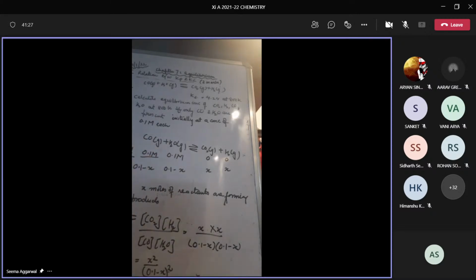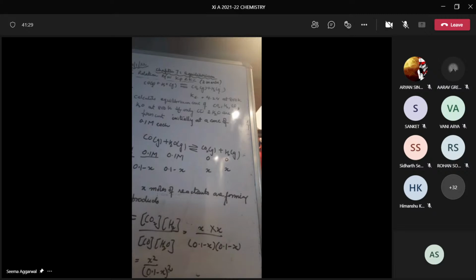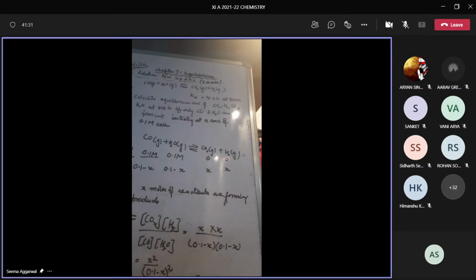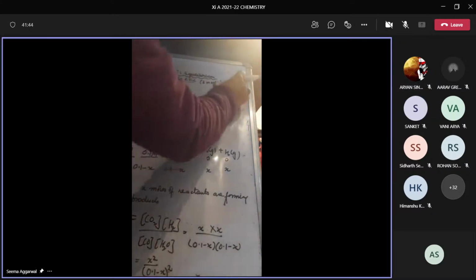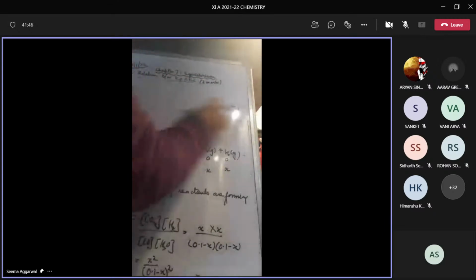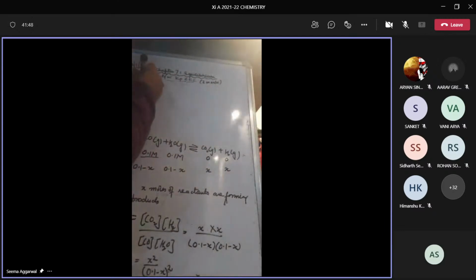Now to solve this equation, I am not following the NCERT method, it is too lengthy. Don't make it a quadratic equation. You can simply take square root of both the sides. Okay? So I will be taking square root of both the sides. So this is a more easier method.